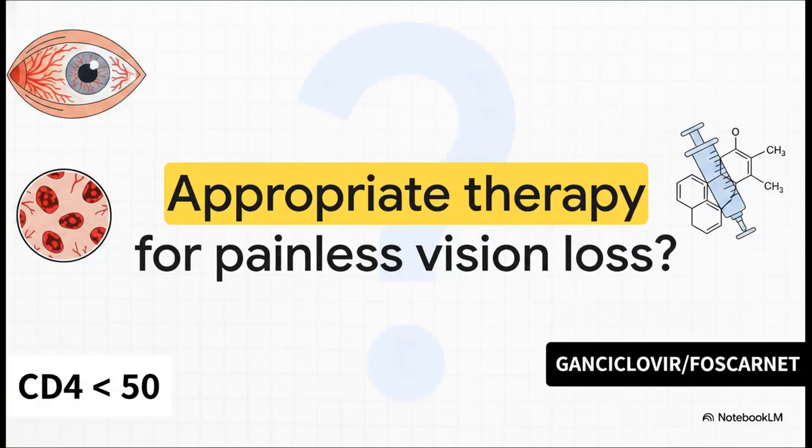All right, let's launch into our final integrated vignette. An HIV-positive patient with a CD4 count of 35 presents with floaters and painless vision loss. Fundoscopy reveals perivascular hemorrhagic exudates without prominent anterior inflammation. We need to identify the exact opportunistic infection in this advanced AIDS patient and select the correct therapy.